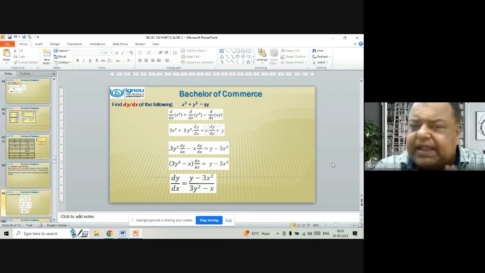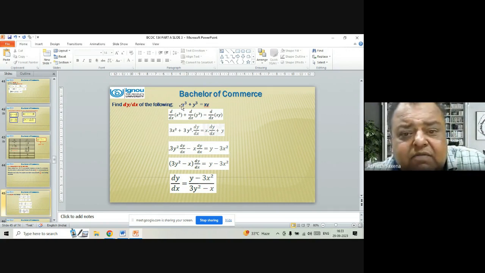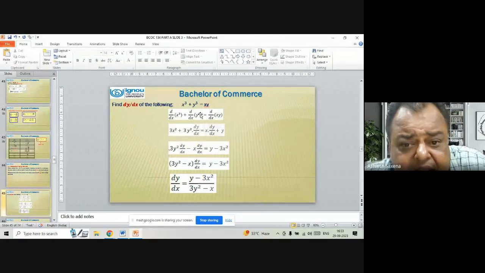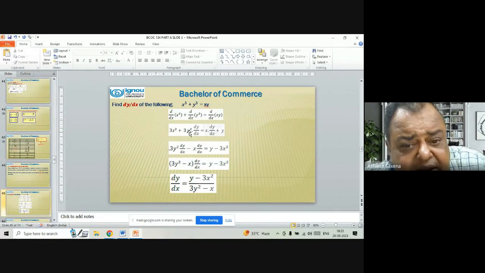Nothing to worry. I will be applying the power rule only. We have x raised to the power 3. I will be differentiating x power 3 plus differentiating y cube equals dy dx of xy. Now, reduce the power, bring the 3 in front: 3x square. Bring this 3 in front, reduce the power.